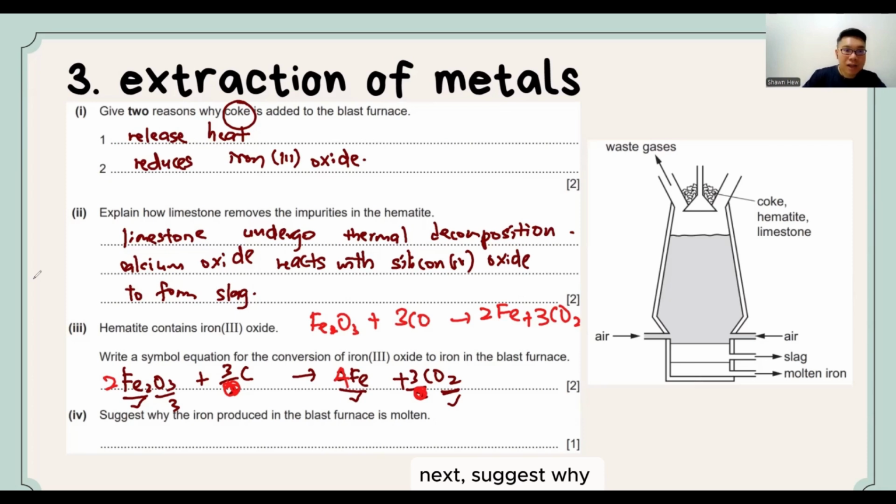Next, suggest why the iron produced in the blast furnace is molten. Because the temperature in the furnace is higher than the melting point of iron.